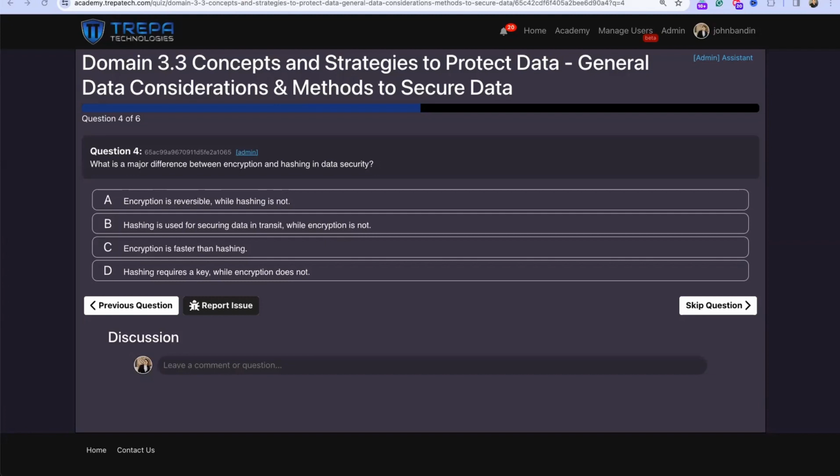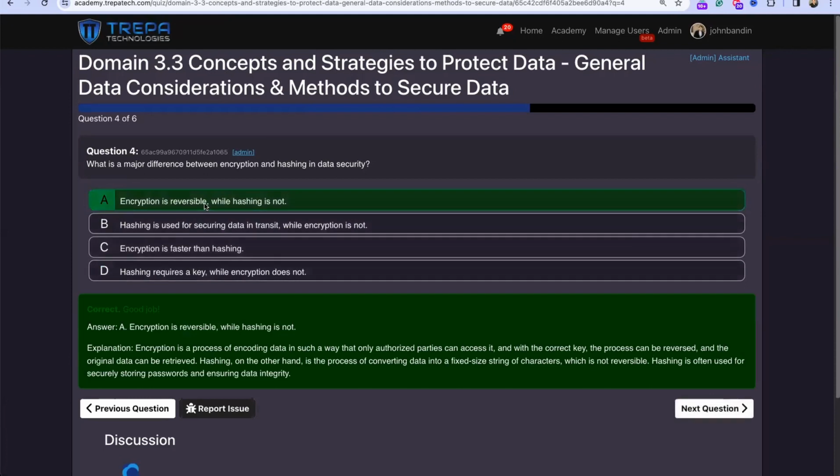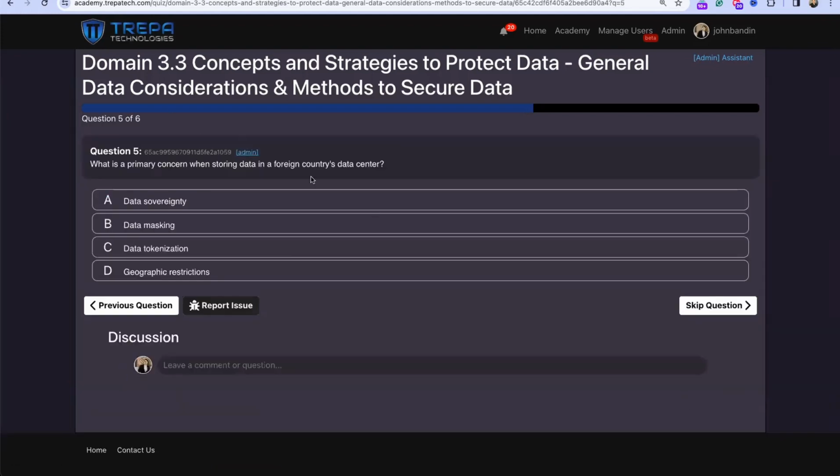Question 4, what is the major difference between encryption and hashing in data security? So this is very much a computer science question. I'm probably going to edit this, but yeah, encryption is reversible while hashing is not. That is very true, but hashing is vulnerable to collisions, right? And to reverse encryption, that means you need the key or to crack the algorithm entirely. So while that is true, I'm going to edit that question for sure.